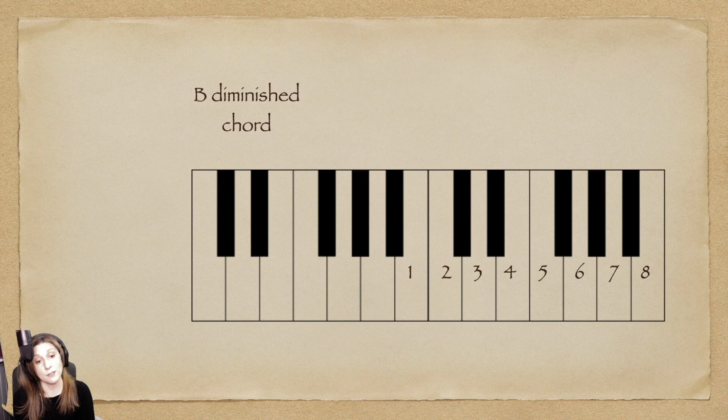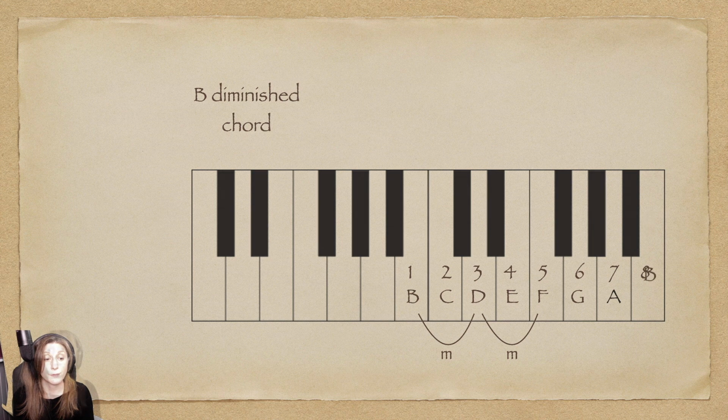The only diminished chord we will encounter in the C major scale is B. And according to the formula, this chord is going to be formed from 2 minor thirds. So my first note will be B, the second D, and the last one F, and then the rest.